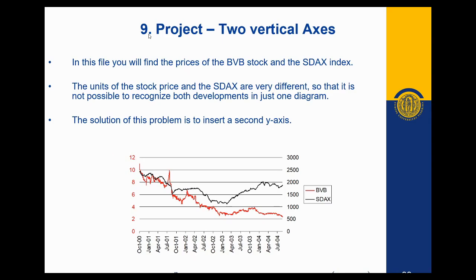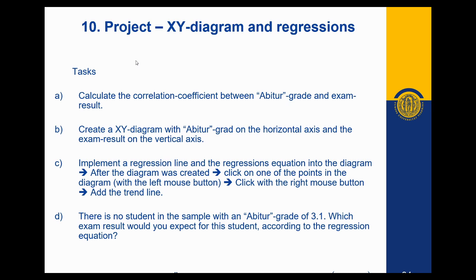That was project 9, I guess. Yep. In project 10, we're supposed to calculate the correlation coefficient between the high school grade and the exam result of a given exam. Then plot the intersections of a high school grade with the respective exam grade. That is what we call XY chart, or XY diagram. We insert a regression line and build a model to predict the exam grade of a student with a high school grade of 3.1.